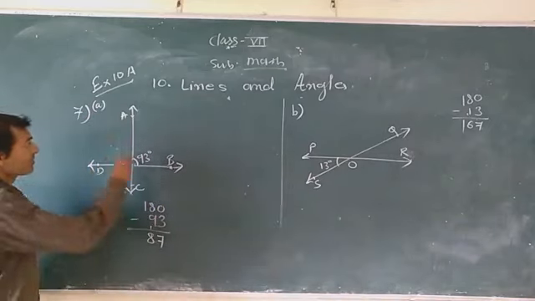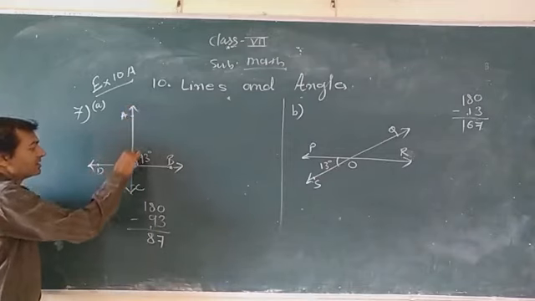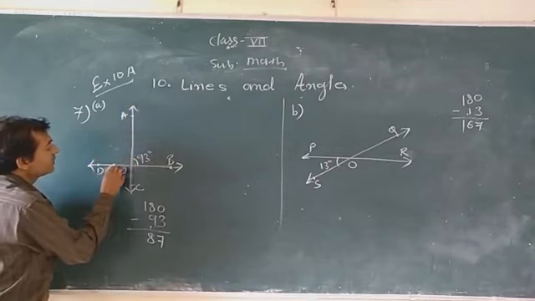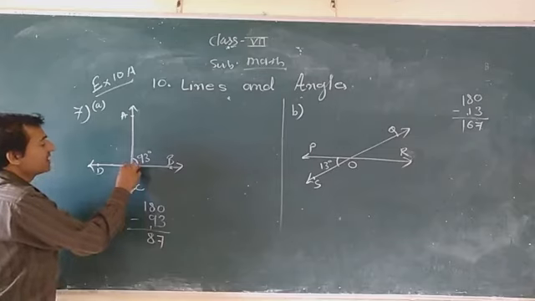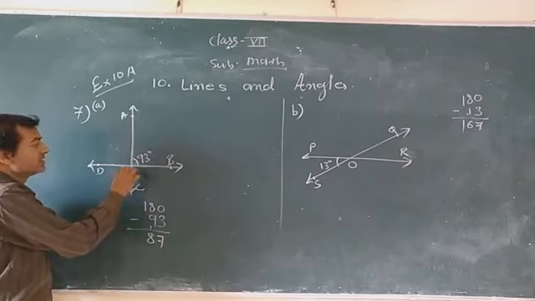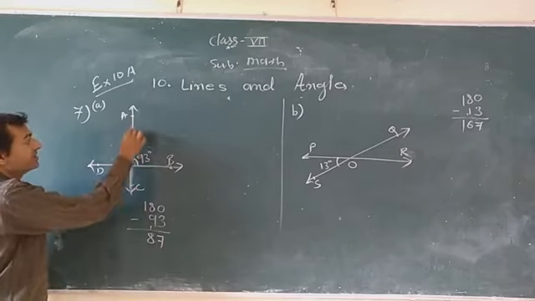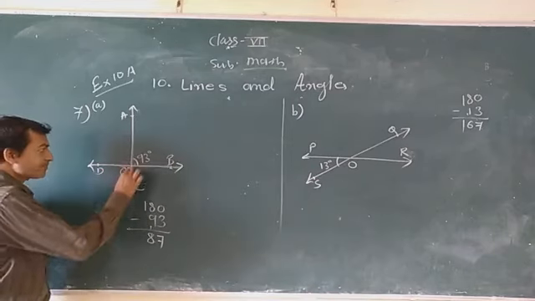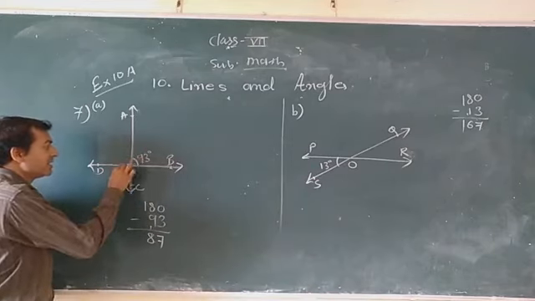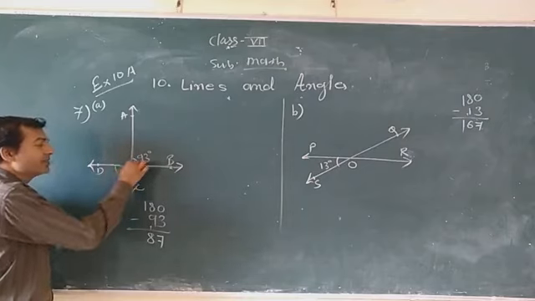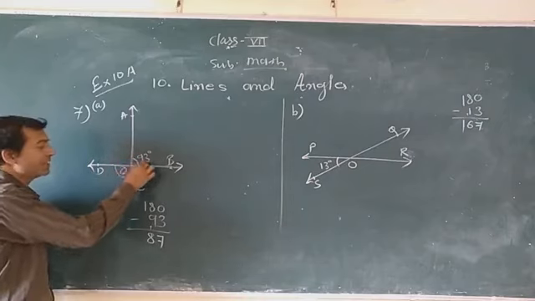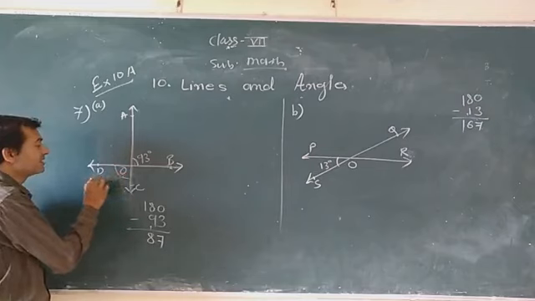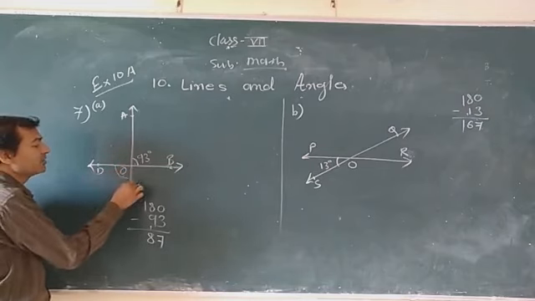Now, these two lines AC and BD intersect each other at point O. Angle AOB is 93. So this angle is the vertically opposite angle of this. You can easily find angle DOC or COD.